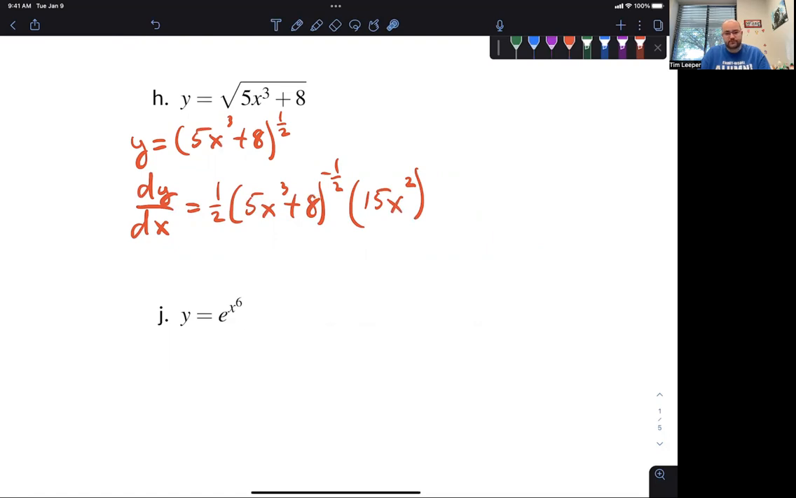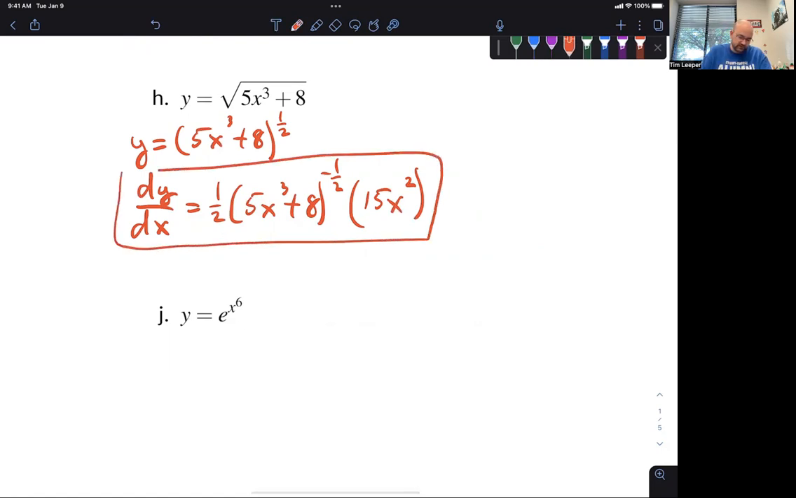Now, I'm pretty okay if you just leave it like this, but I know that in your answers for the other ones, it gives you something else. So I'm going to show you how you would get there. 1/2 times 15 is 15 halves, and then it's 15 halves x squared. So this is the same thing as saying 15 halves x squared, parentheses 5x cubed plus 8 to the negative 1/2 power.